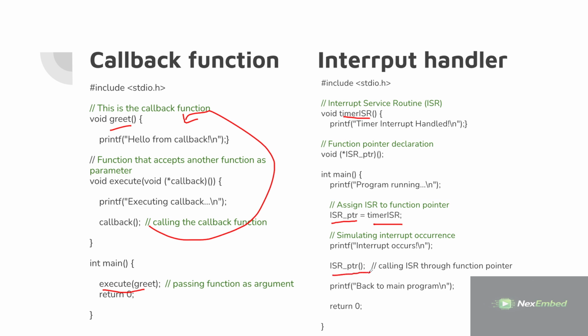Here I am making a function call. This function call is not directly calling timer ISR. Instead of calling timer ISR, I am using this function pointer. By using the function pointer, I am making a call to my interrupt service routine.